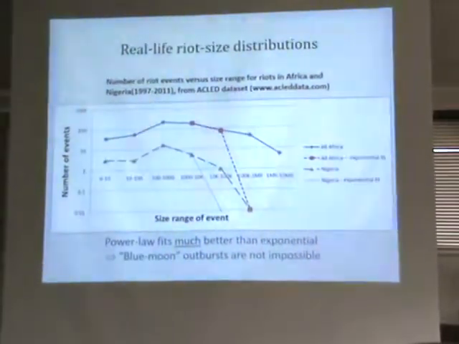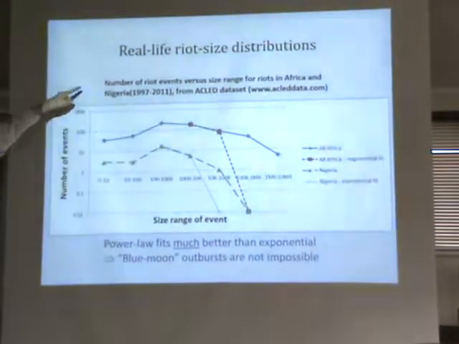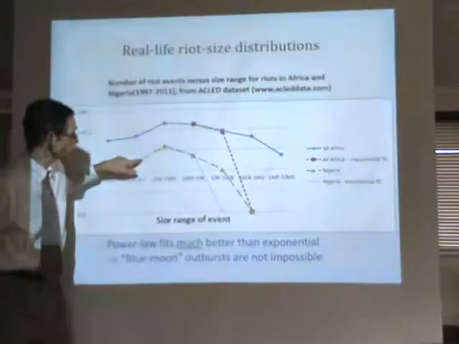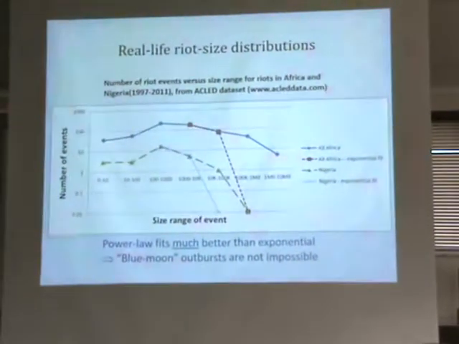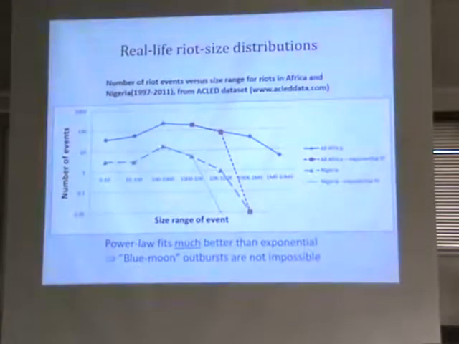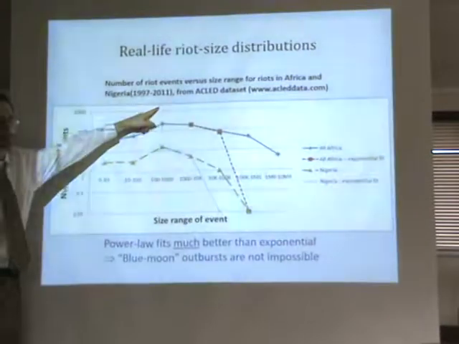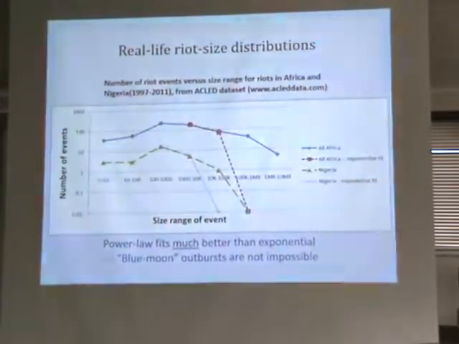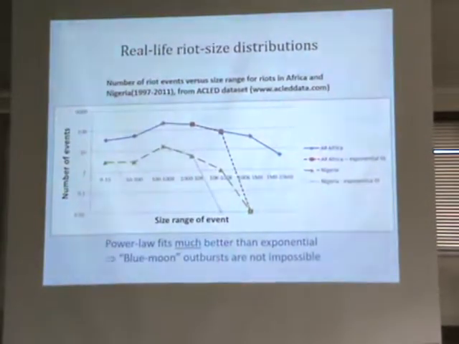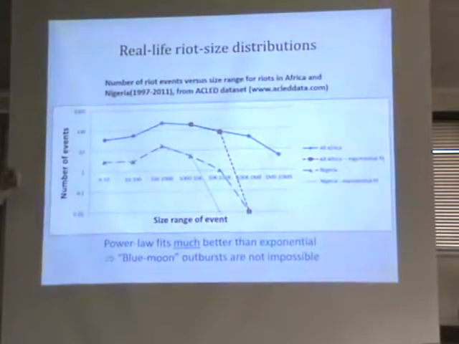So this is actual data. This is the data of riot events. This is all Africa, and then this is Nigeria. I got someone who looked at newspapers, and this was during this period. And you know, it's very, very hard to get this kind of data, so you have to be careful, but it gives some indication anyway.